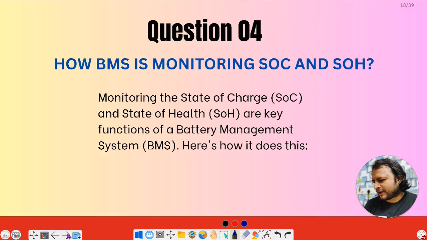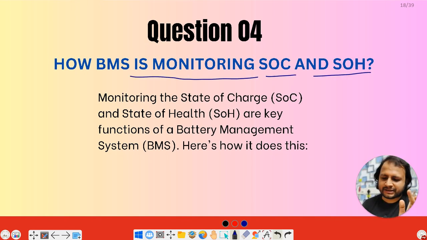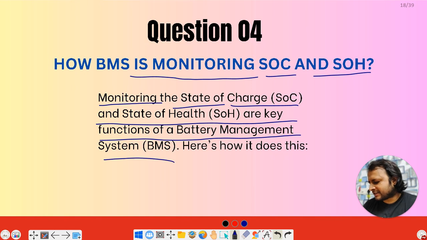Now let's move ahead. Question number 4: how does the BMS monitor SOC and SOH? This one is very much asked in interviews. With the help of the question, you can understand the solution. Monitoring the state of charge, SOC, and state of health are the key functions of the battery management system, that is called the BMS. So this is the key function of it.